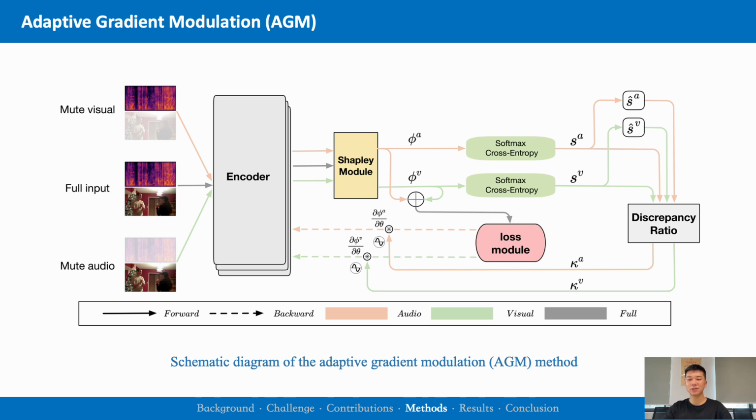The basic idea is that we need to estimate the contribution of each individual modality to determine whether its information has been sufficiently exploited. For those overused modalities, we need to suppress their supervision signal, while for those underused ones, we shall enhance their supervision signals. There are two key components in AGM, namely the Shapley module, which estimates the monomodal contribution, and the discrepancy ratio module, which determines the modulation strength of an individual modality.